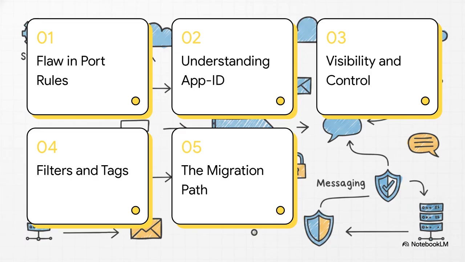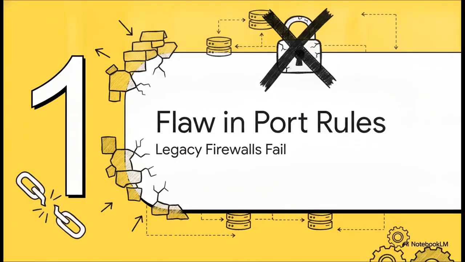All right, let's take a quick look at the agenda. We've got 5 key areas to cover. First, the flaw in port rules. Second, understanding App ID. Third, visibility and control. Fourth, filters and tags. And finally, the exact migration path. It's a lot of ground, but by the end, you'll know exactly how to implement a significantly more secure framework. Let's dive in.